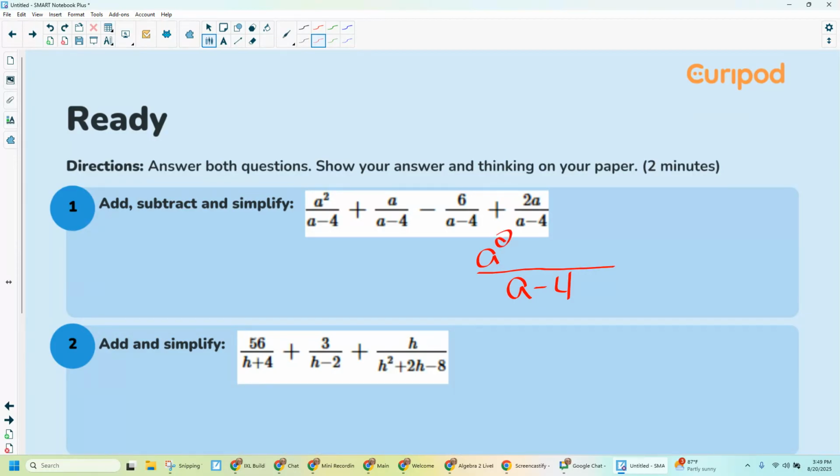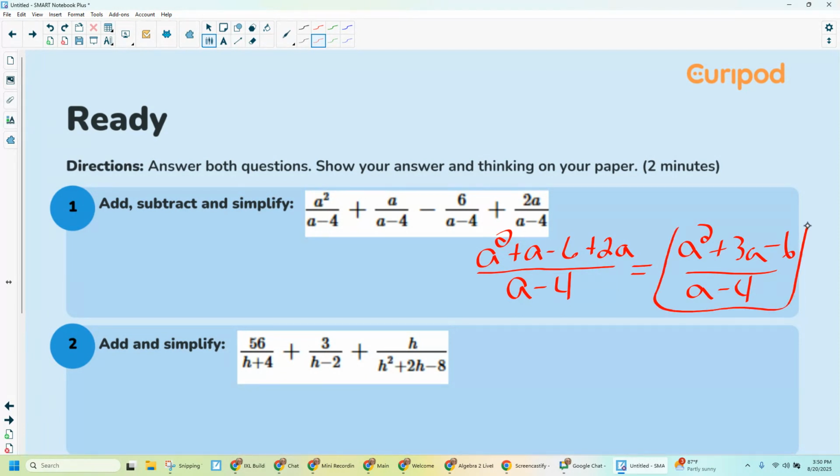So a squared plus a minus 6 plus 2a. Combine your like terms to get a squared plus 3a minus 6 all over a minus 4. Check that the numerator does not have any more factors. Are there factors of negative 6 that add up to 3? They are not, so that is your final answer there.